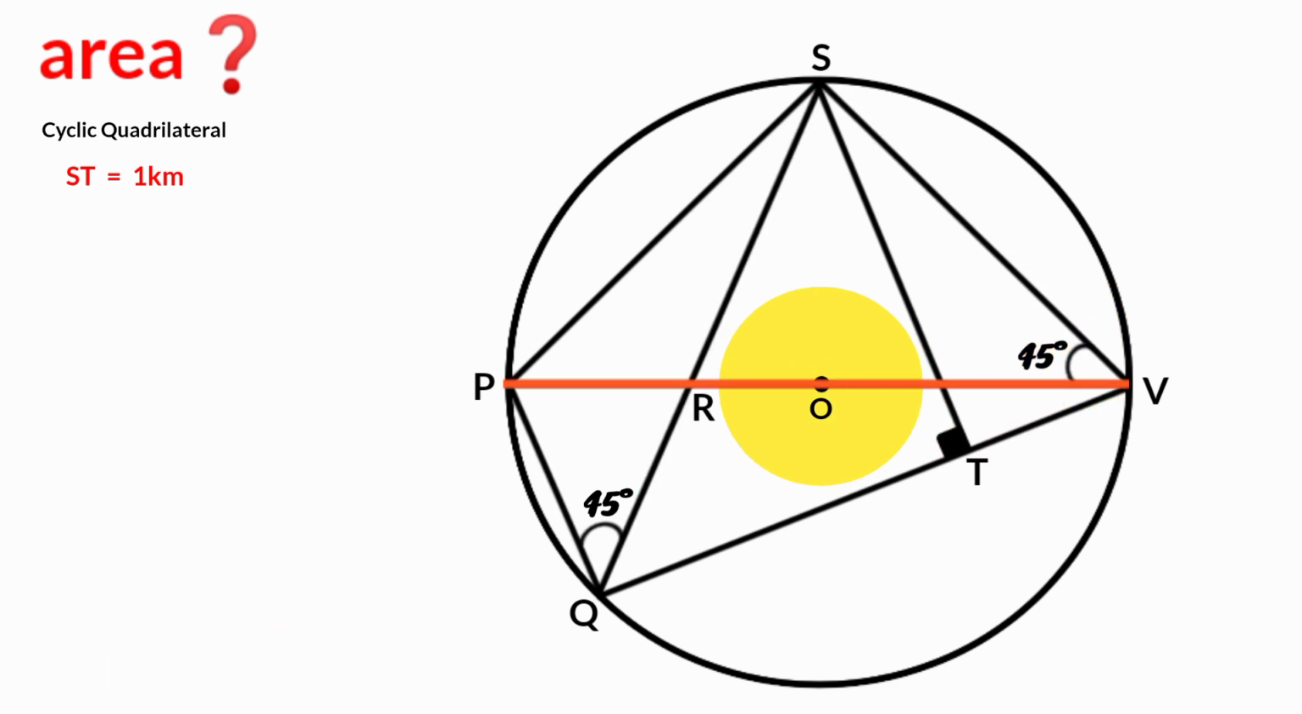Now this chord PV passes through point O, which is the center of the circle. That makes it a diameter of the circle. It subtends this angle PSV to the circumference as well. And we know the angle subtended by a diameter to the circumference of its circle is an angle in a semicircle, which is a right angle.